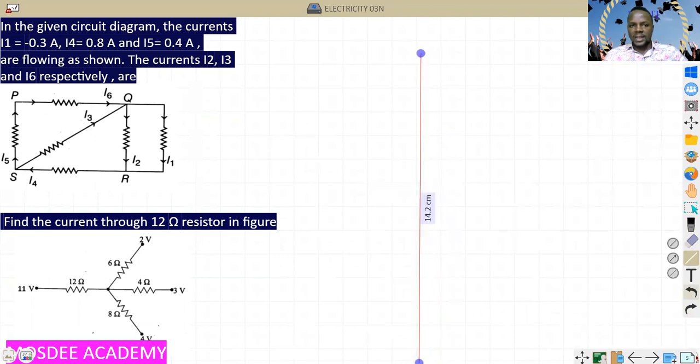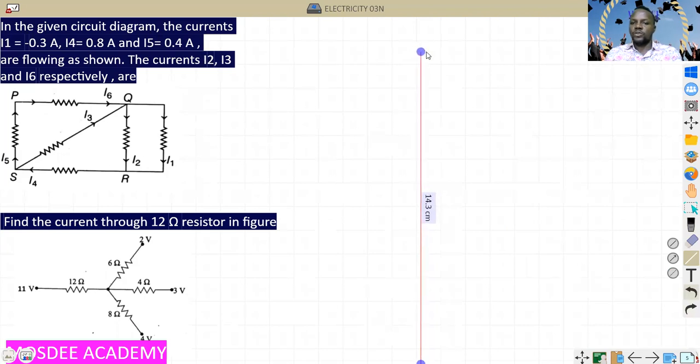So question 9 says, in a given circuit diagram, the current I1 is negative 0.3 amps, excuse me, I4 is 0.8 amps, and I5 is 0.4 amps. They are flowing as shown. The currents I2, I3, and I6 are respectively dashed.